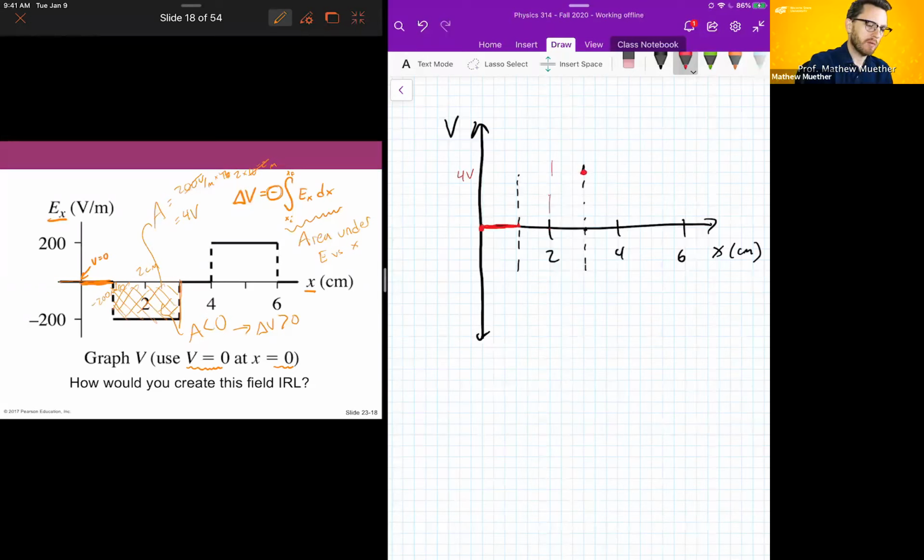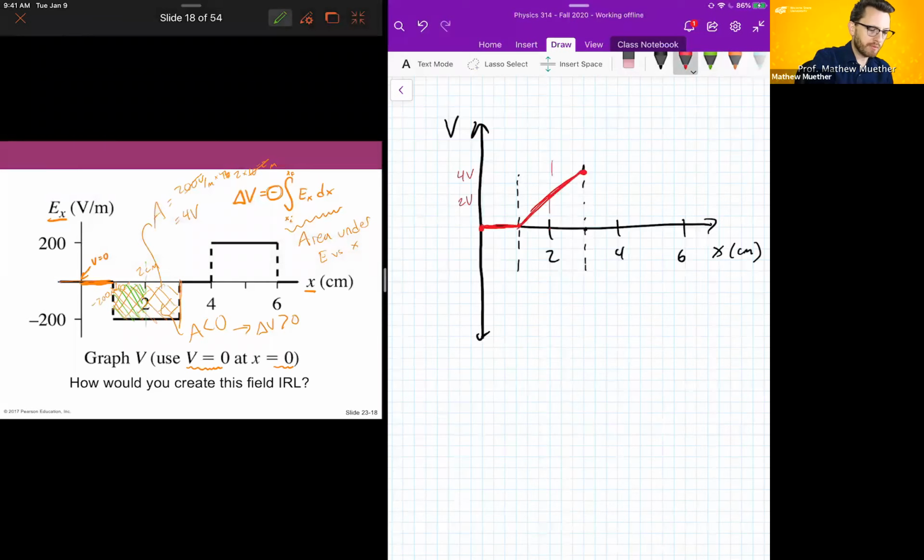Well, let's see. If I want to get the change in voltage to 2 meters, now I've only gone this far. So look, I have half the area under the curve between 0 and 2. That means my voltage has changed by half as much. So it's here at 2 volts. Right? And I'm just getting this linear increase as I go from 1 to 3.